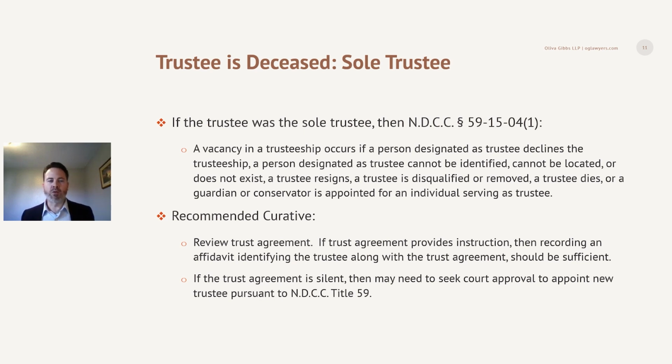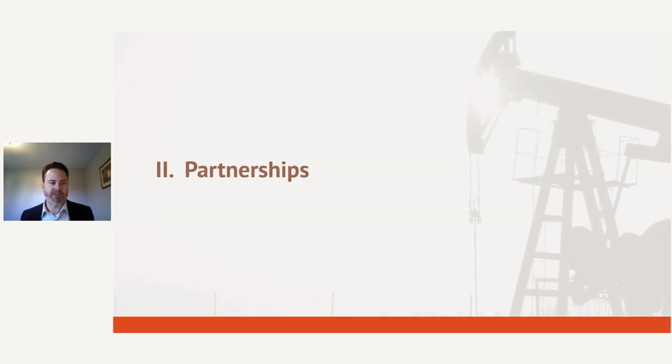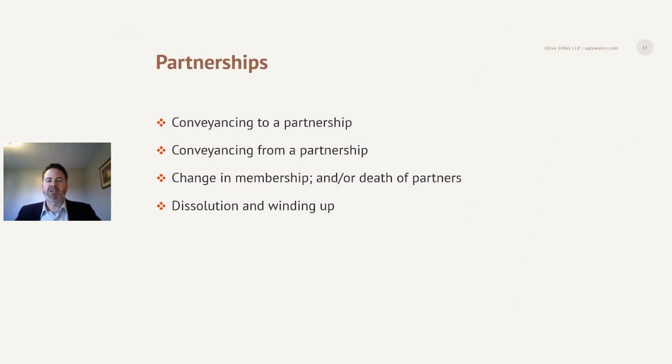So from here, we're going to move along to the second main topic, partnerships. In this section of the presentation, we will focus on partnerships. Generally, a partnership is the association of two or more persons to carry on as co-owners of a business for profit. Further, the partnership is an entity distinct from the partnership's partners. Finally, property acquired by a partnership is property of the partnership and not of the partners individually.